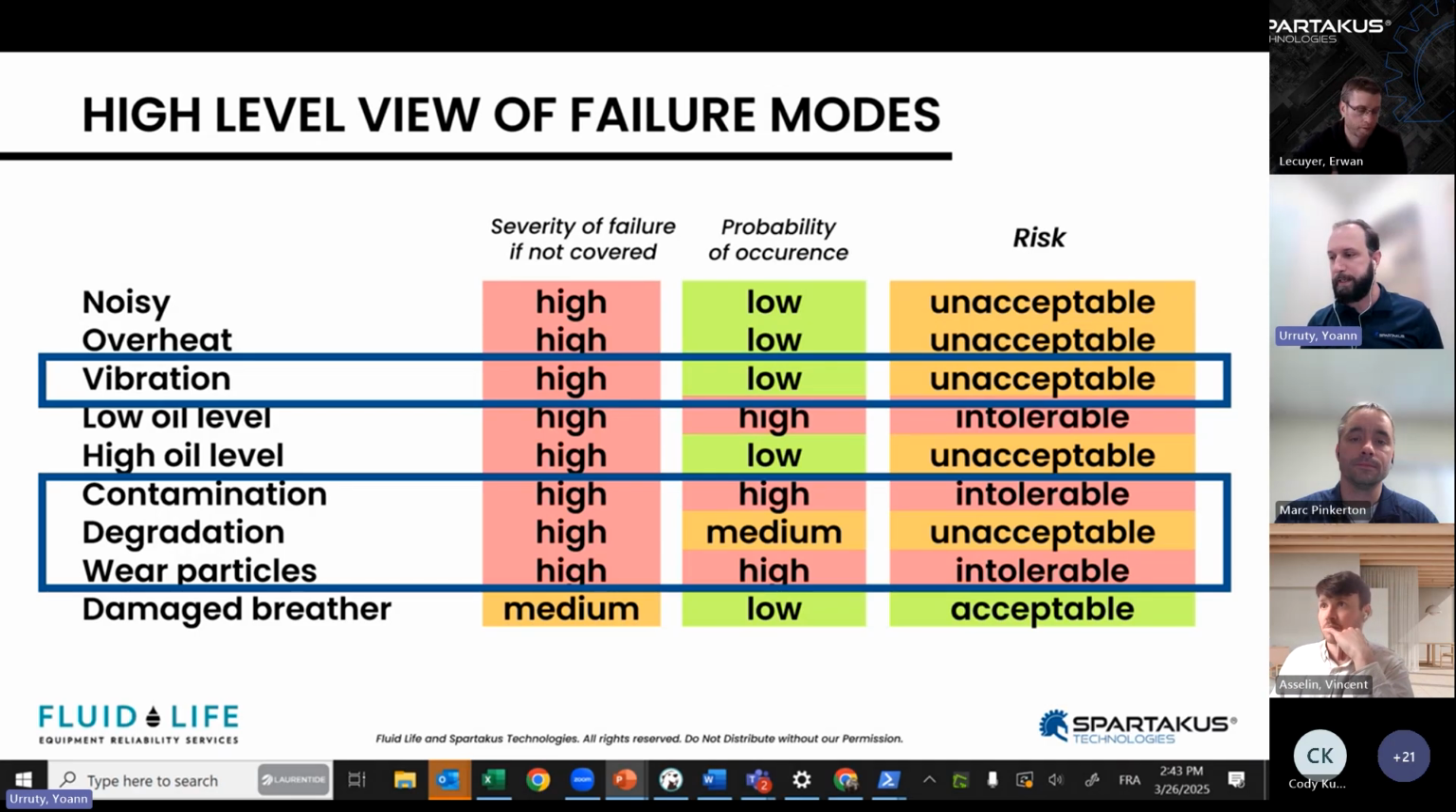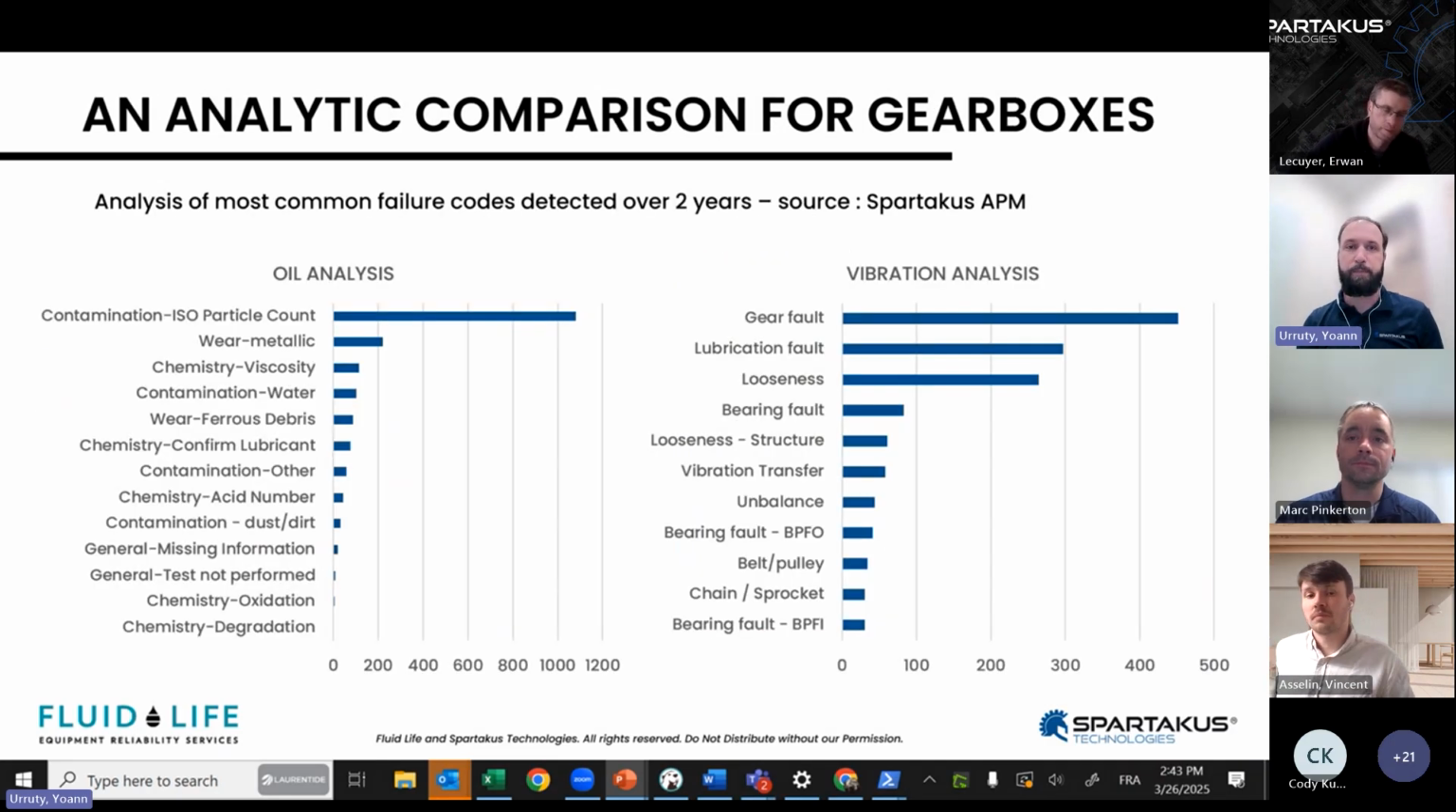So on the next couple of slides, I'm going to show you some analytic comparison. This is data extracted from Spartakus APM, our software. In that software, we have millions and millions of entries with regards to vibration analysis and oil analysis. I took a deep dive into the past 2 years and extracted the most common failure modes captured with oil analysis within our software and the most common failure modes captured with vibration analysis in our software, right? And I'm presenting that to you.